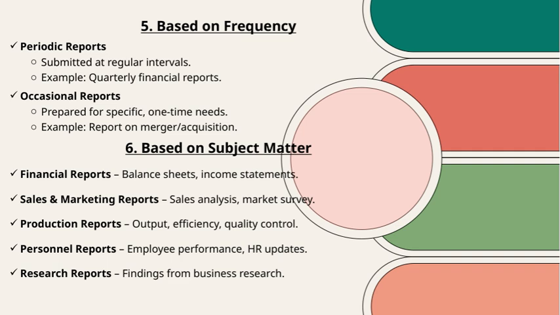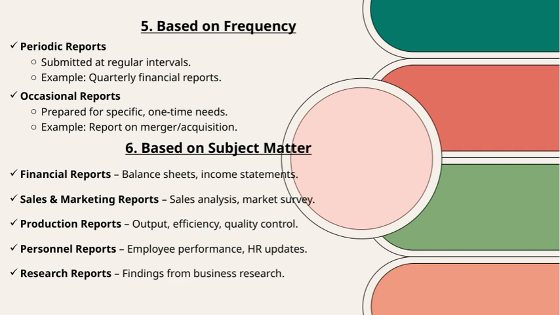Now, moving on to how reports can be classified based on their subject matter. Financial reports are a common example. These include balance sheets and income statements, which give us a snapshot of the company's financial position. Sales and marketing reports focus on analyzing sales data or conducting market surveys, helping us understand market performance and customer trends. Production reports cover aspects like output, efficiency, and quality control, which are crucial for operational performance.